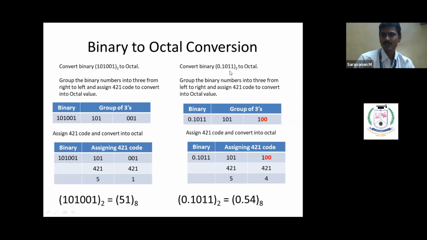Then for the decimal portion, we have seen this for the integer part. For the decimal portion, again the grouping is the same, group it as 3 numbers, but the order is reversed. Here we started from the right side to the left side, whereas for the decimal portion we have to start from left to the right. So we start from here. 101 is going to be your first group, and in the second group we have only one number, which is your 1.